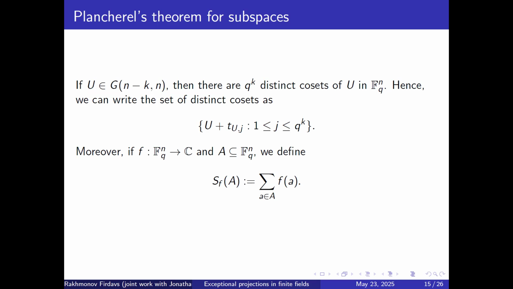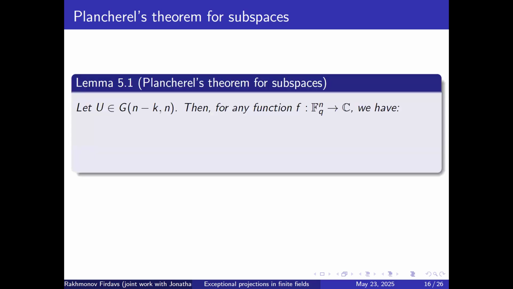So if we have a complex valued function defined on whole F_q^n and A is a subset of F_q^n, we can define this sum of function over A. I'm going to denote this by S_f(A). It's like the L1 norm. Of course, it's not the L1 norm, but the Plancherel theorem for subspaces can be formulated in this way.